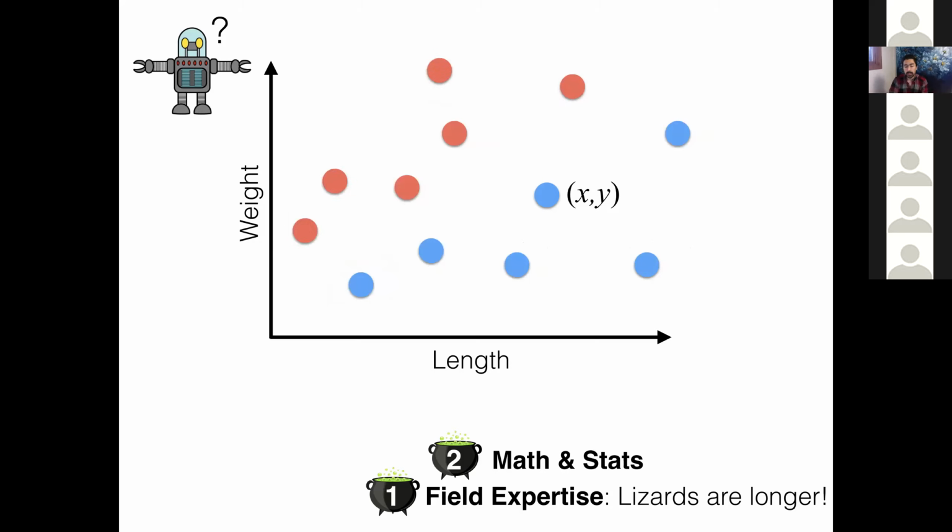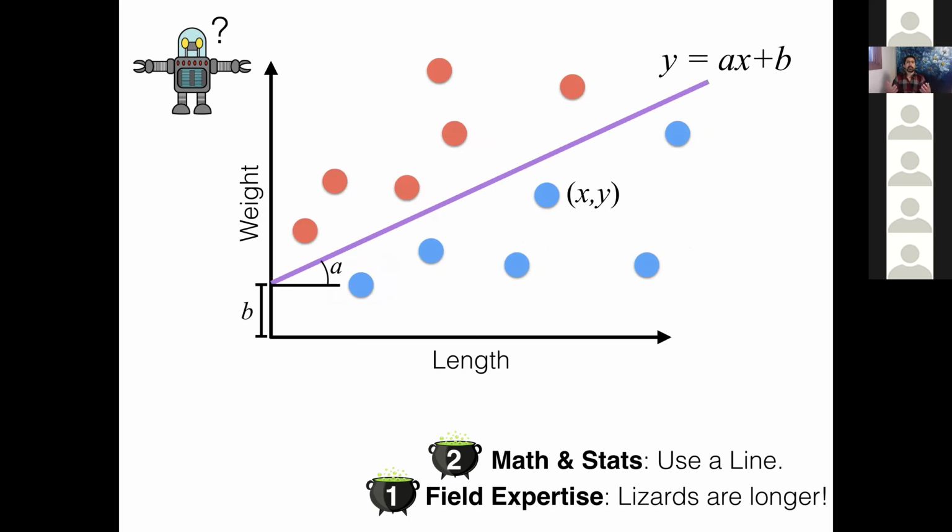And now I just have a collection of blue points, which correspond to lizards, and red points that correspond to frogs. Now the next step is to try to find some structure, for example, a line that separates these two classes. Here, if we all remember the kindergarten equation of the line, y equals ax plus b, where a is essentially the slope or the angle of the line and b is the offset, then we can see that this line would clearly separate these two classes.